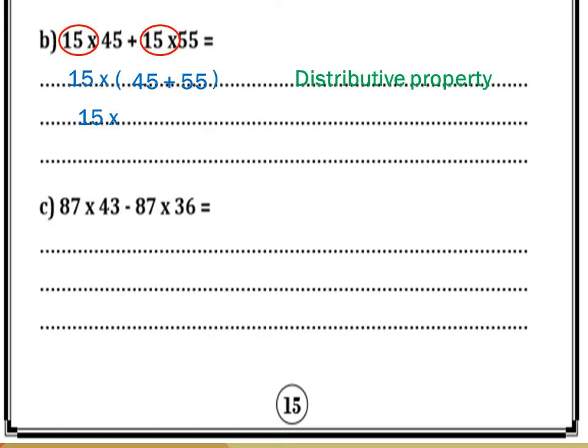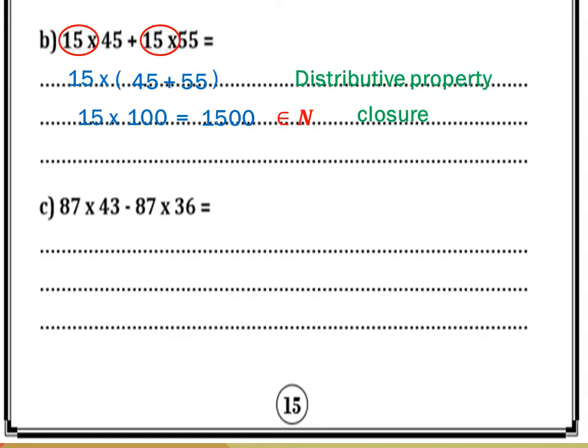And now 15 times. Solve the bracket on the calculator. Write on your calculator 45 plus 55, which equals 100. So 15 multiplied by 100 equals 1500, which belongs to N and closure. And don't forget to write the name of the property.